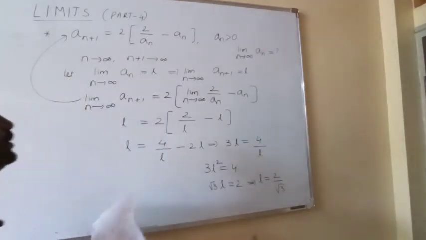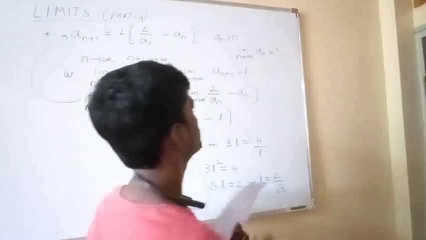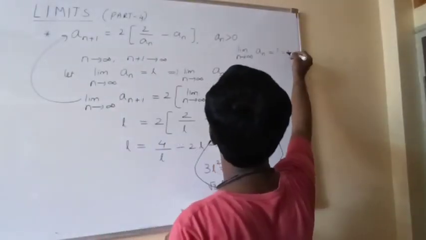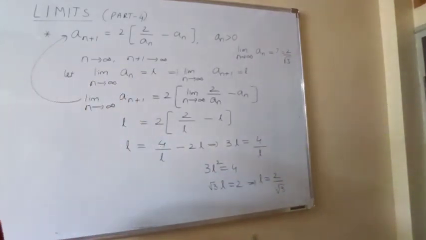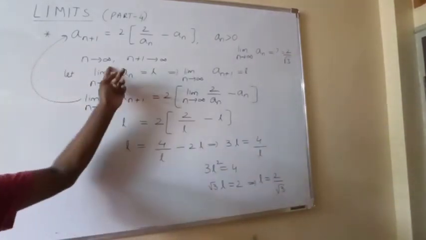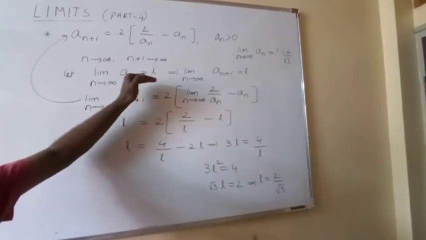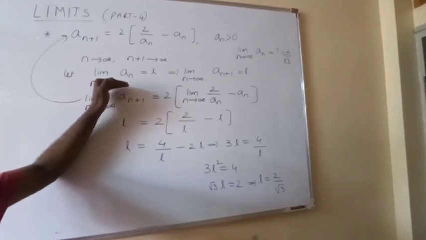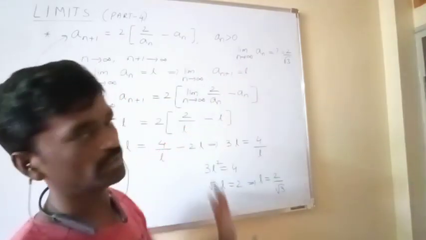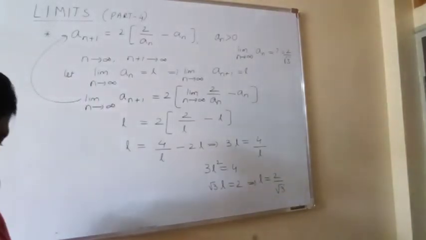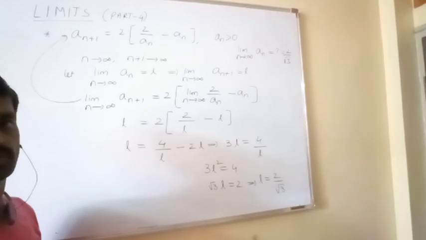But what is L? Limit n tends to infinity a n. That is what we needed to find. The answer is 2 by root 3. Because n tends to infinity, n plus 1 is also tending to infinity. If I assume limit n tends to infinity a n value is L, then limit n tends to infinity a n plus 1 value is also L. So with this I am closing the limits topic. Thank you.